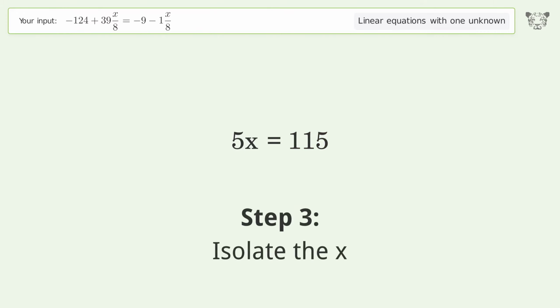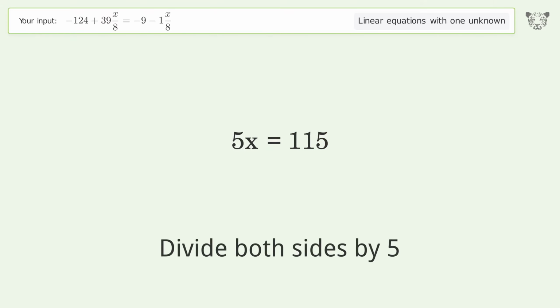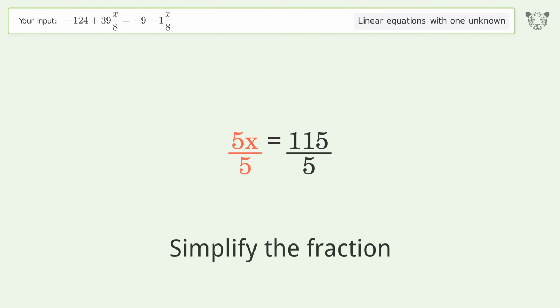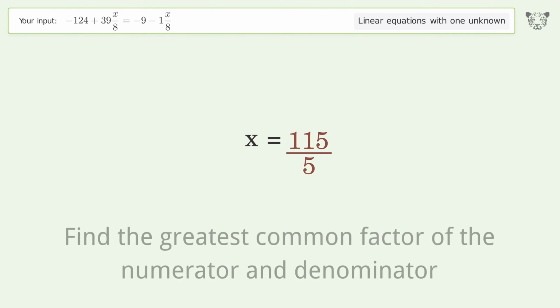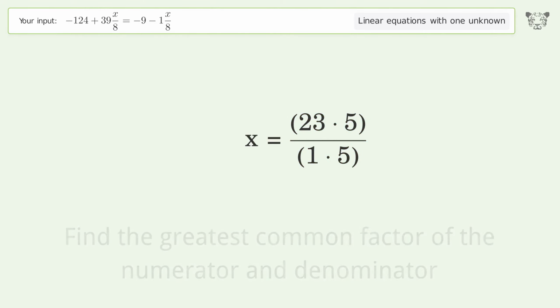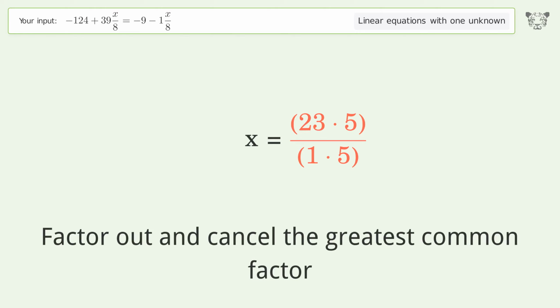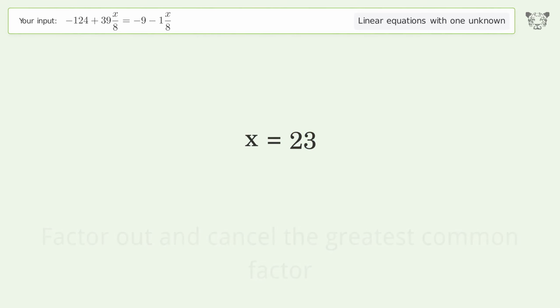Isolate the x. Divide both sides by 5. Simplify the fraction. Find the greatest common factor of the numerator and denominator. Factor out and cancel the greatest common factor. And so the final result is x equals 23.